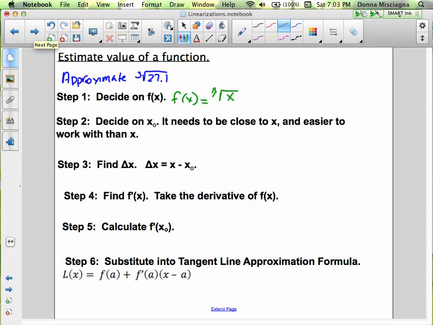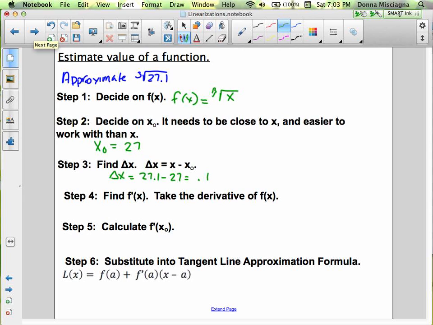Decide on x naught. It needs to be close to x and easier to work with than x. Well, I don't know the cube root of 27.1, but I know the cube root of 27. Find the change in x. All right, so the change in x is 27.1 minus 27, and that is 0.1, or 1/10.